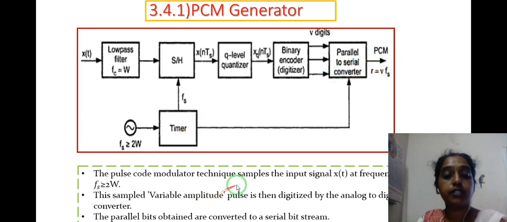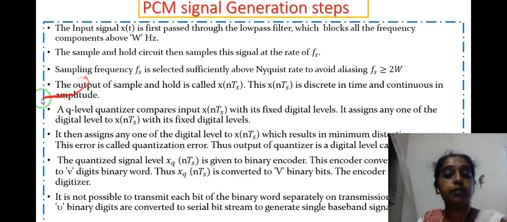The pulse code modulation technique samples the input signal x(t) at frequency Fs greater than or equal to 2W. This variable amplitude pulse is then digitized by an analog to digital converter. The parallel bits obtained are converted to a serial bit stream. The input signal x(t) is first passed through a low pass filter, which blocks all the frequency components above W Hz. The sample and hold circuit then samples the signal at the rate of Fs.